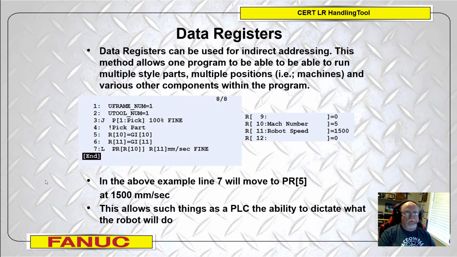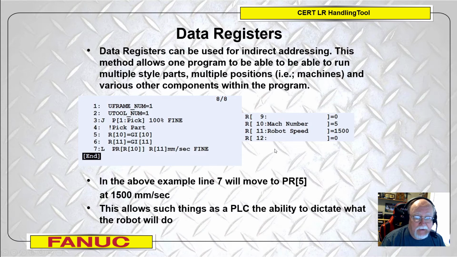Data registers can be used for indirect addressing. This method allows one program to be able to run multiple style parts, multiple positions. In other words, if you have a robot that's loading and unloading multiple machines, say you have 6 or 8 machines sitting around the robot, and it's moving parts around between those machines, you can assign the positions by machine number like that. And this little example program here shows you how that can be done.